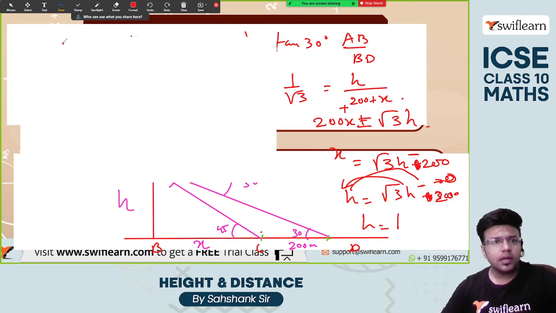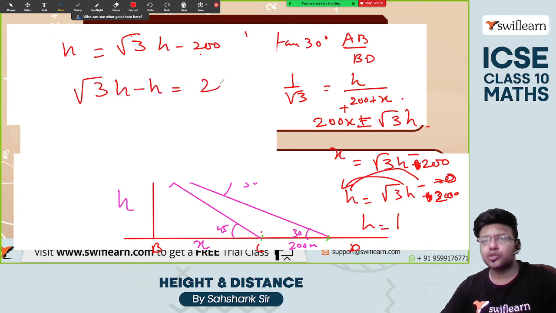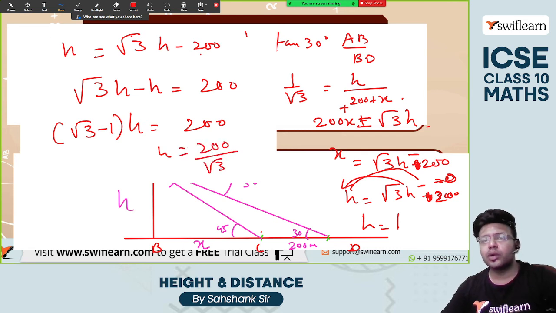Rewrite this. h is equal to square root 3 h minus 200. Take minus 200 this side, we have 200, and take h this side, we have square root 3 h minus h is equal to 200. I've taken h common, so we have h times square root 3 minus 1 is equal to 200. So h is equal to 200 by square root 3 minus 1. This is the height.